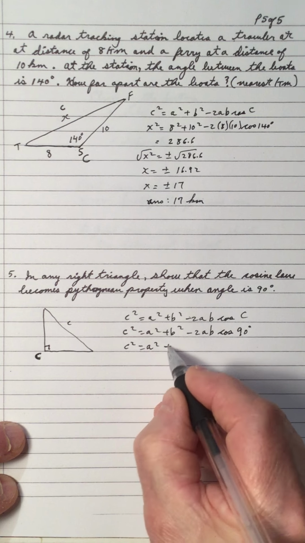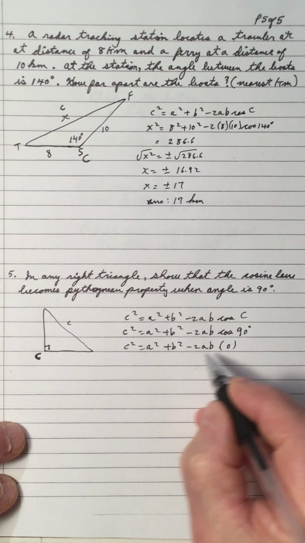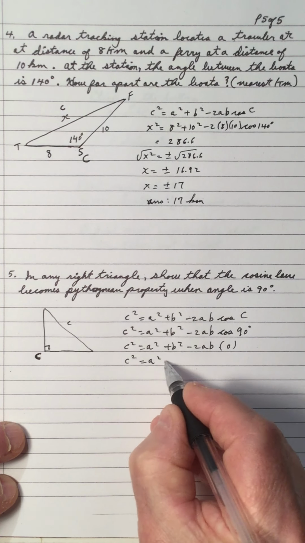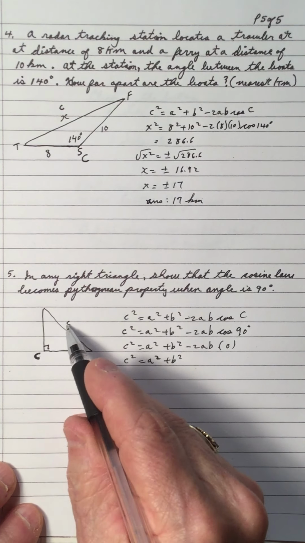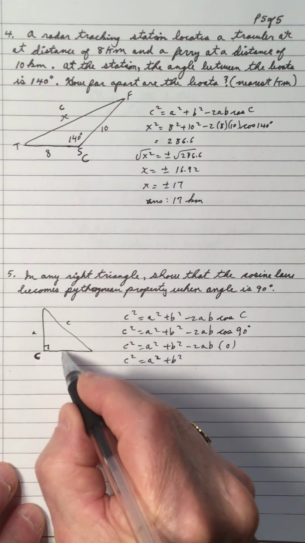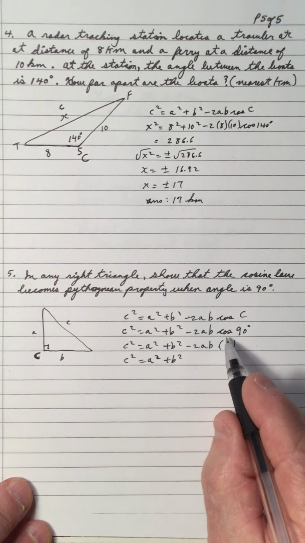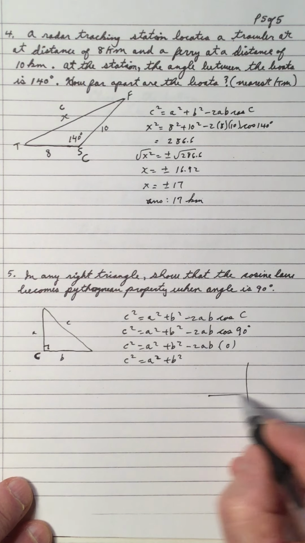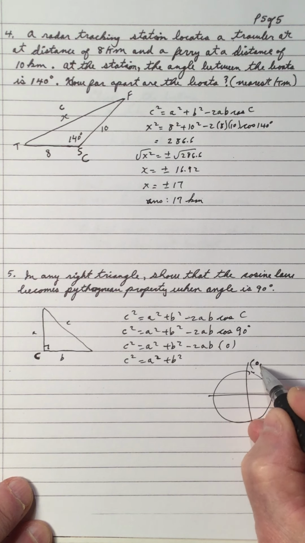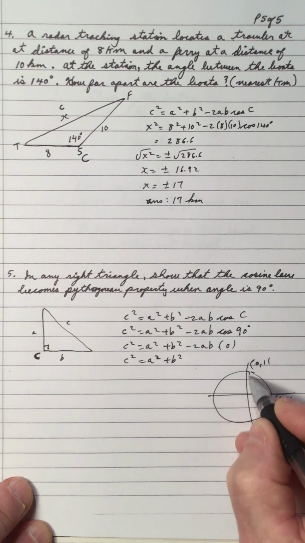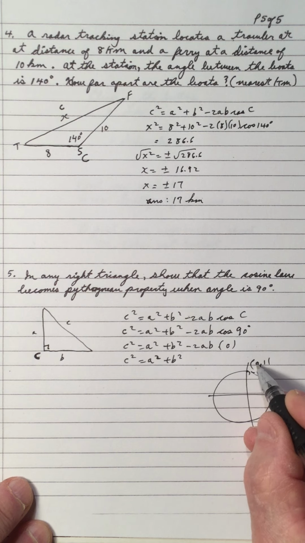And what happens? The cosine of 90 is 0. So c squared is equal to a squared plus b squared, which is the Pythagorean property when you have a right angle. C is the hypotenuse, a and b are the two legs. And if you think about it, hit your calculator, the cos of 90 is 0. Or think of it another way. If this is a unit circle, right here this is 0, 1, this is 1, 0. There's the 90 degrees. So cos is the x, so the cos of 90 is 0.